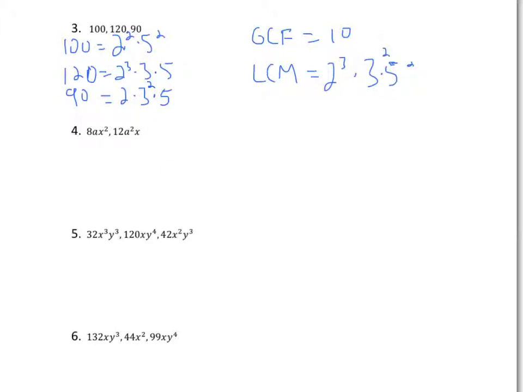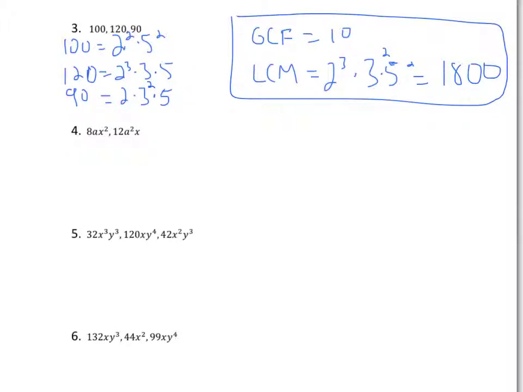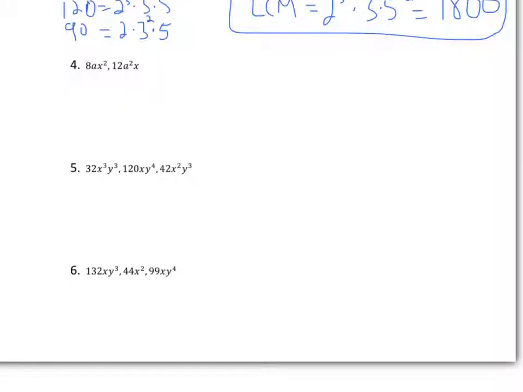So it should be 2 cubed times 3 squared times 5 squared, which is going to give us 8 times 9 is 72, times 25 is 1800. That makes so much more sense. Okay. So the greatest common factor of those is 10, least common multiple, 1800. Now, on to the monomials.